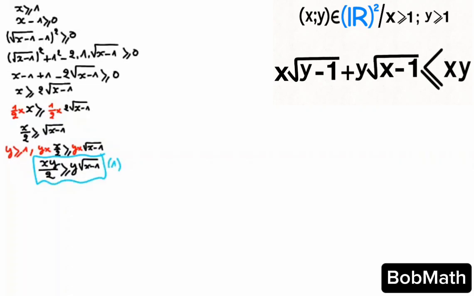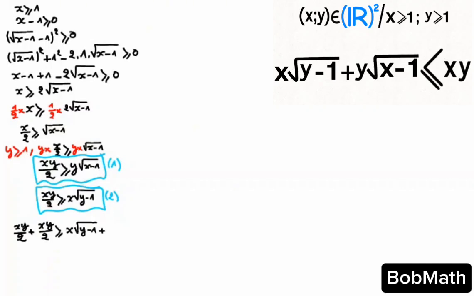In the same way, we show that xy divided by 2 is greater than or equal to x square root of y minus 1. And we call this inequality 2. Now we add these inequalities 1 and 2 side by side. So we get xy divided by 2 plus xy divided by 2 greater than or equal to x square root of y minus 1 plus y square root of x minus 1.